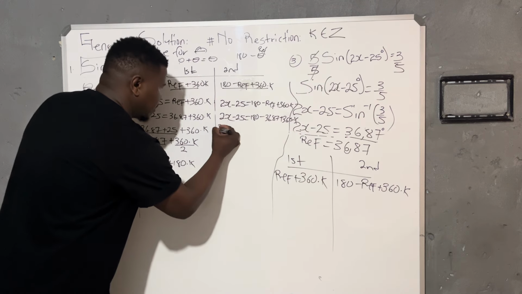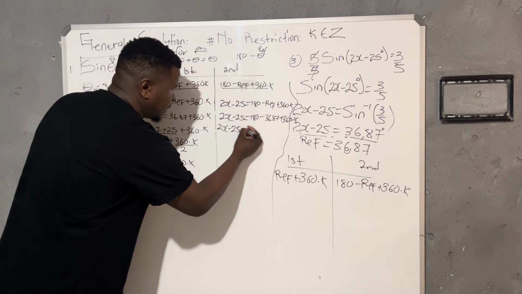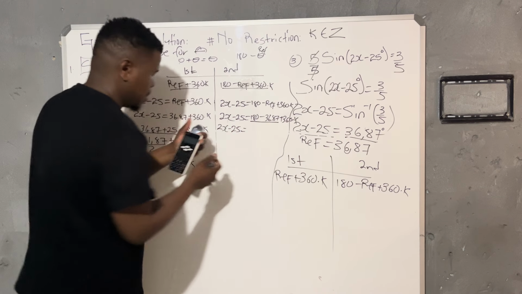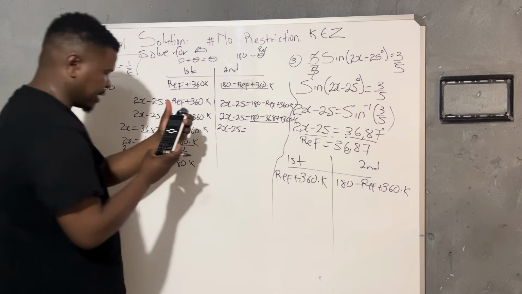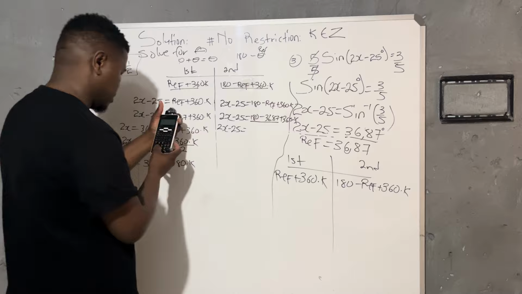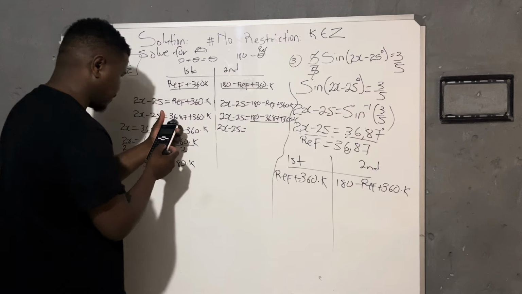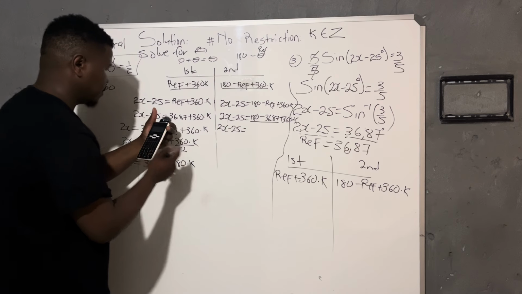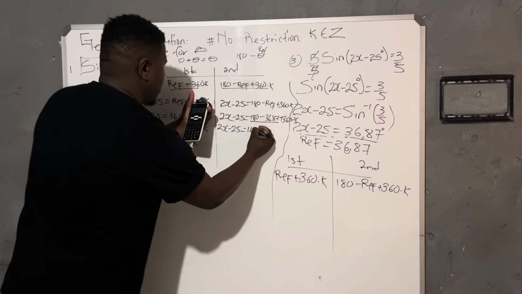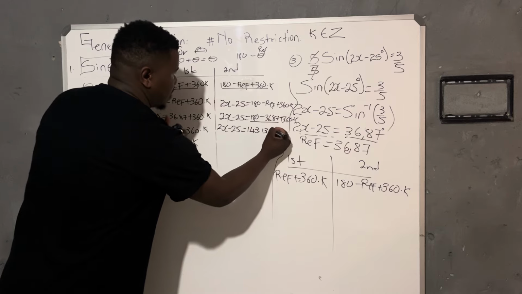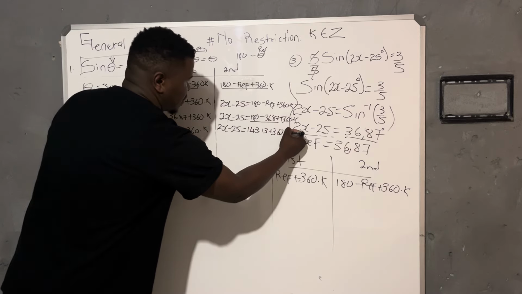Now, same thing here. Let's say I want to sort out this mess. 180 minus 36.87 gives me 143.13 plus 360 times k.